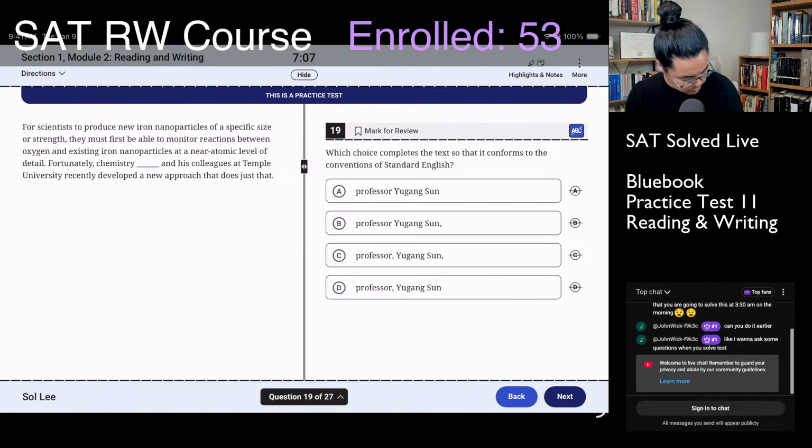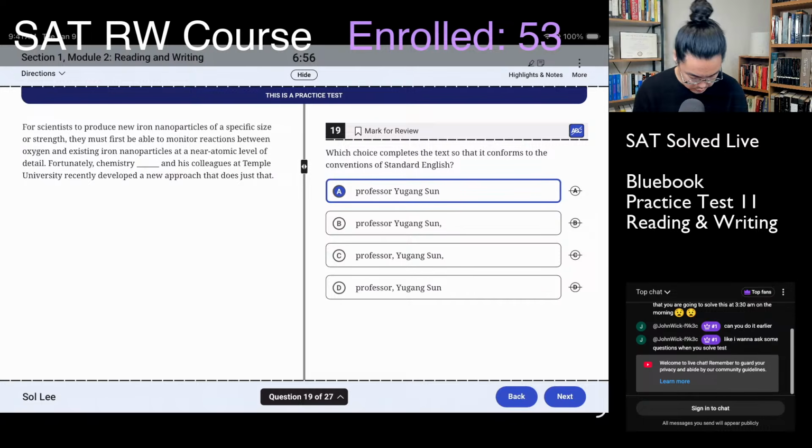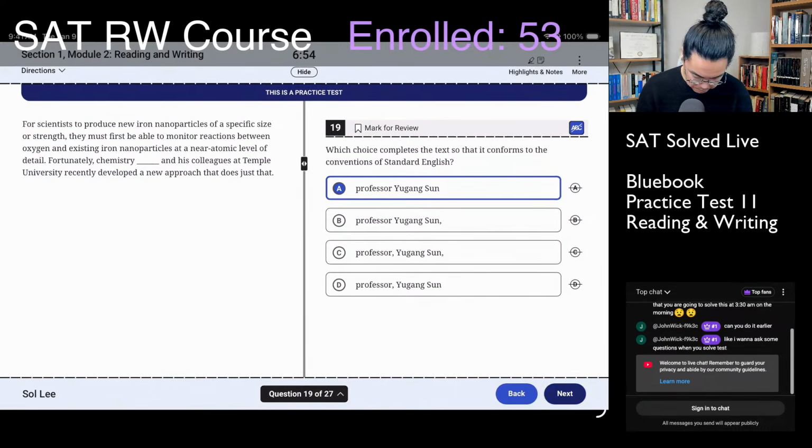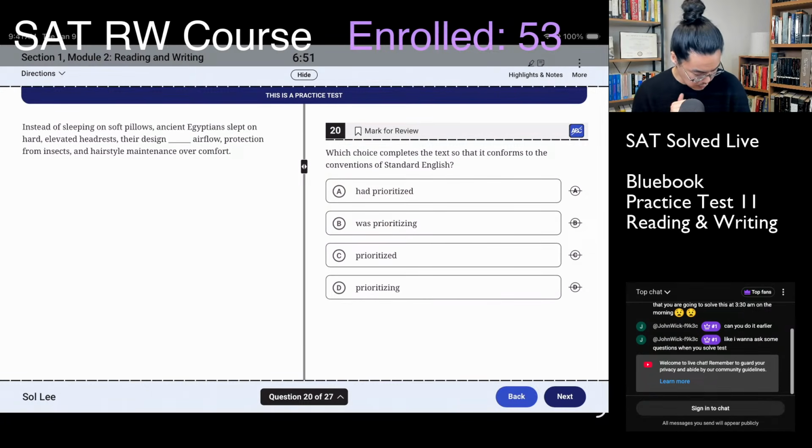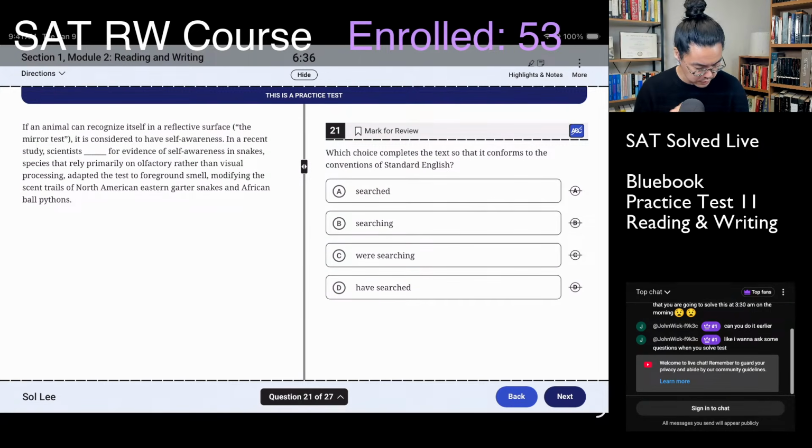For scientists to produce new nanoparticles of a certain way, they must be able to monitor reactions between oxygen and... Fortunately, chemistry professor Yugan-san and his colleagues. Yep, nice. Instead of sleeping on soft pillows, they slept on hard elevated headrests. Their design prioritizing airflow protection. Yes, slept on hard. Their design prioritizing. Okay, absolute phrase. Moving on.